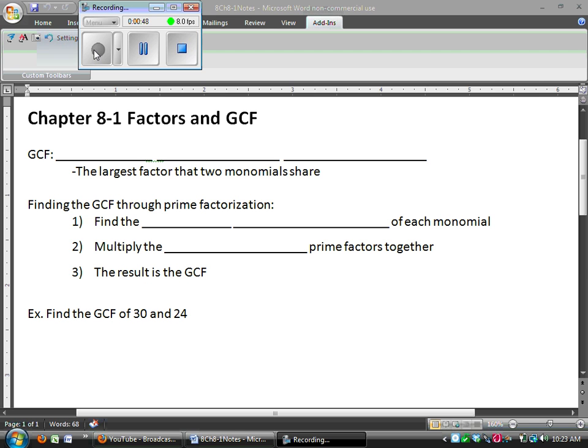Sorry about that. The microphone just came off of my shirt. Reclip that on. All right.